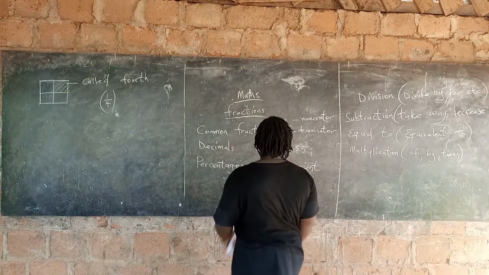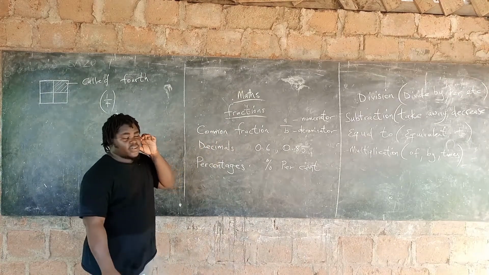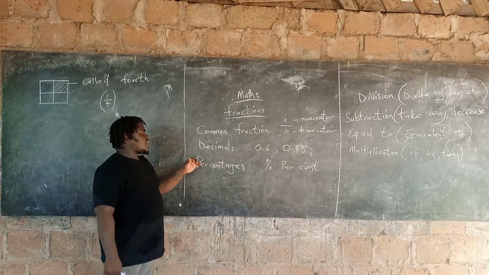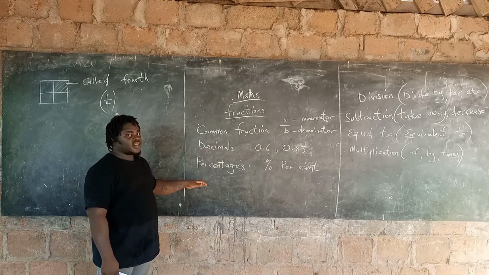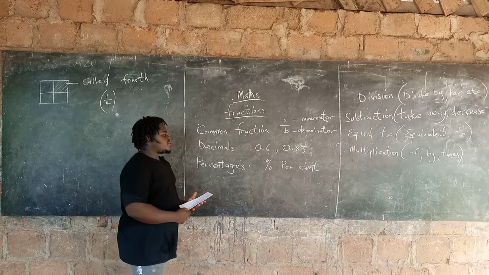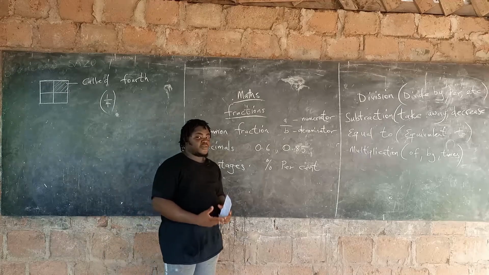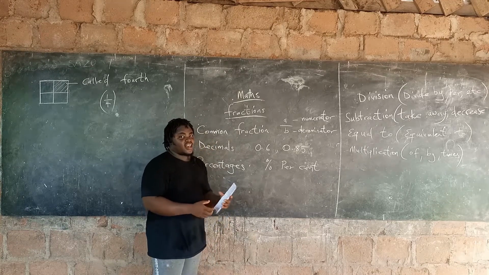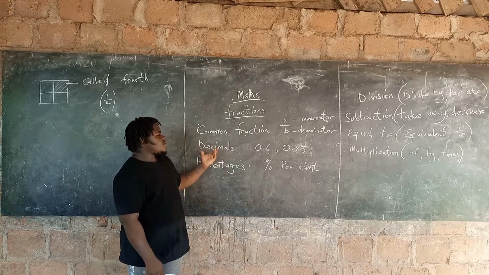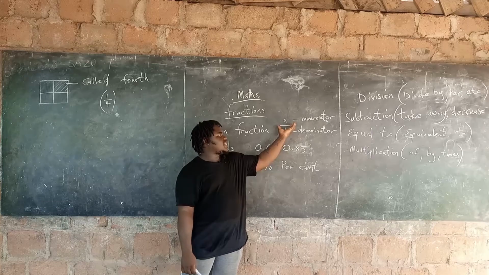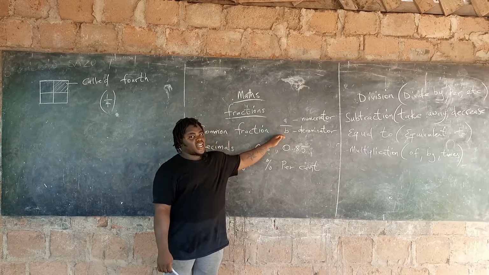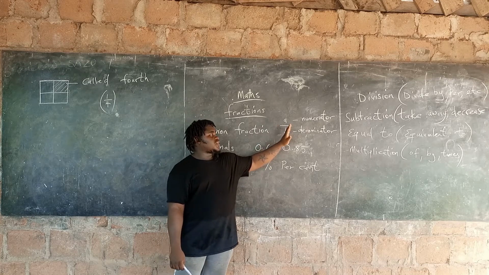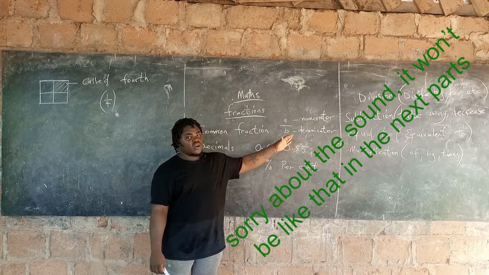Now, we are talking about fractions today. Fractions. And there are 3 types of fractions, and they are common fractions, decimals, and percentages. You have seen all these types of fractions before, and these are how to differentiate. Common fractions are fractions that are in this form: a number over another number, or a number on top of another number. And the one on top is the numerator, and the one below is called the denominator.